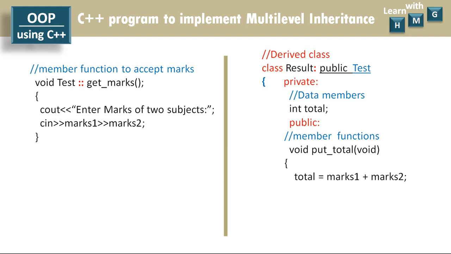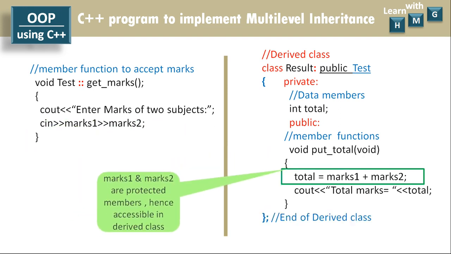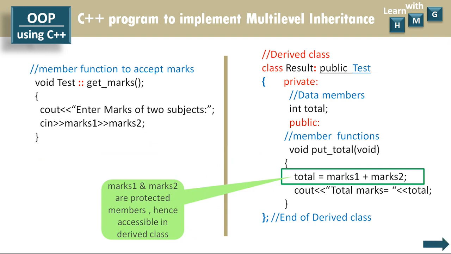Total is equal to marks1 plus marks2, display total. End of the function. So like this, here total is equal to marks1 plus marks2, and these two variables marks1 and marks2 are protected members, hence accessible in derived class. So as per the meaning of protected data members, this I am using from test class to result class. If they are declared as private, then that will not be allowed, but we have declared them as protected, that's why we can use it in derived class result.